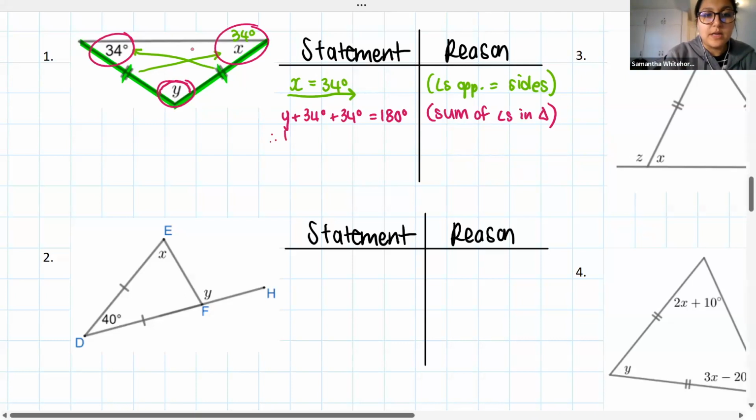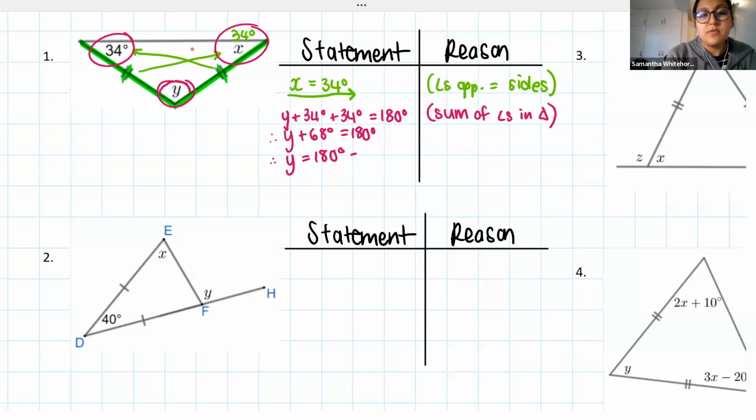I can now solve. 34 plus 34 is 68. So I've got Y plus 68 equals 180. I'm going to subtract 68 on both sides. So remember, I'm using my inverse operations. And I get that Y is equal to 112 degrees. Yes, 112 degrees. Just double check my math there. All right, again, guys, remember to double check. 34 plus 34 is 68, plus 112 gives me 180. So I do get 180 degrees.